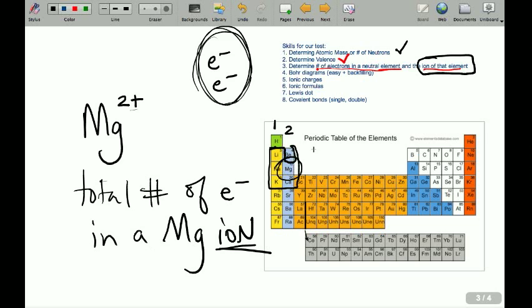Now, if it was normal magnesium, let me erase here so we can see the number. If it was normal neutral magnesium, it would be 12 protons and 12 electrons. But it's not. It lost 2 of them. So the total number of electrons in magnesium is 10 electrons. Do you get that? I hope so.